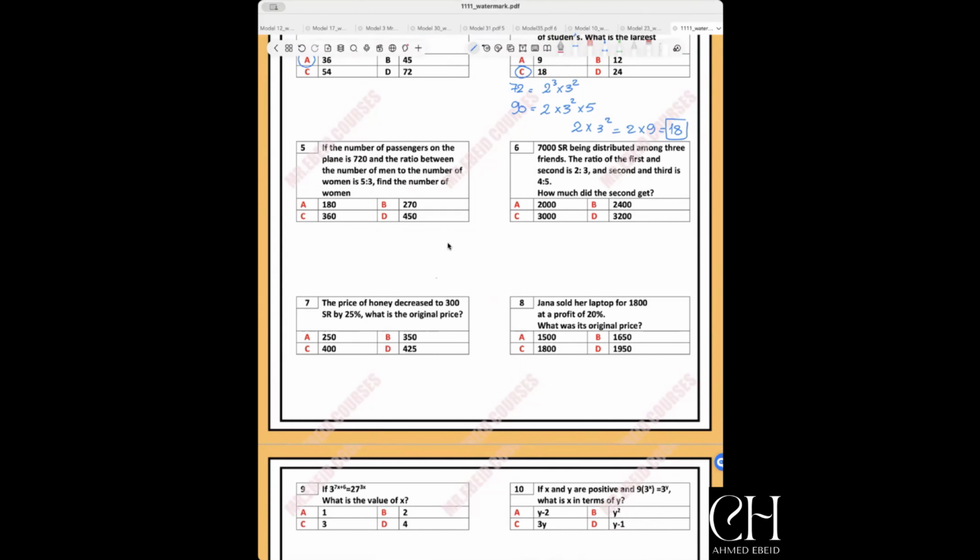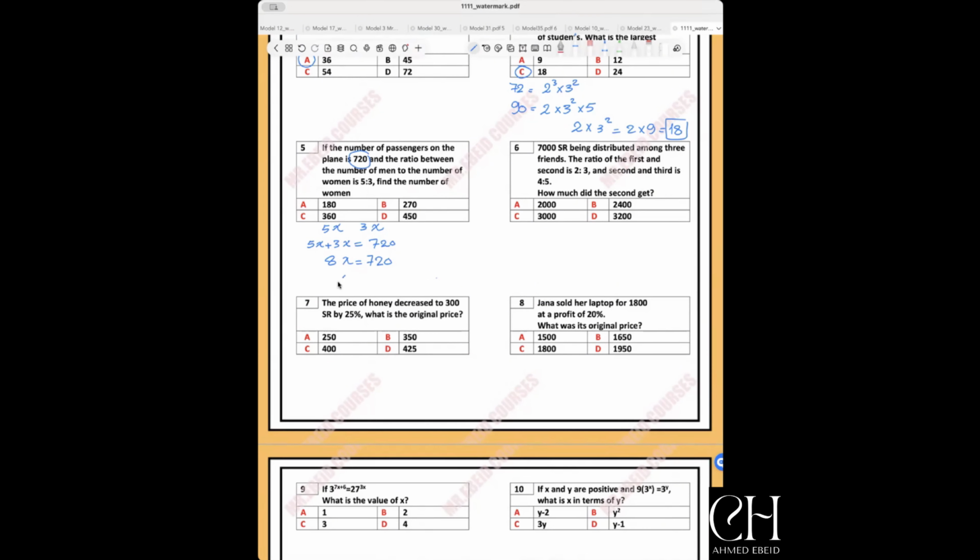Question 5. If the number of passengers on a plane is 720 and the ratio between the number of men to the number of women is 5 to 3, find the number of women. In this question, let the ratio between the number of men to the number of women be 5x to 3x. Their sum is 720, so 5x plus 3x equals 720. Their sum is 8x equals 720.